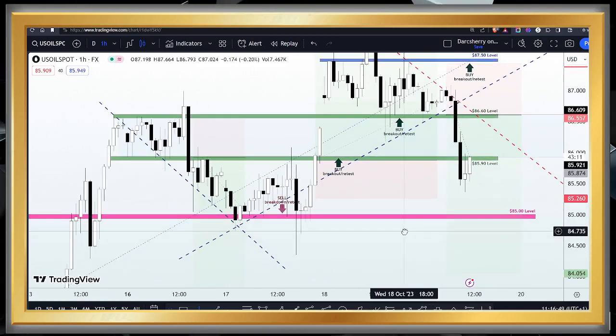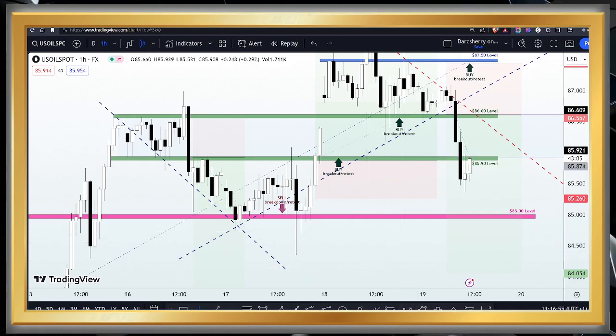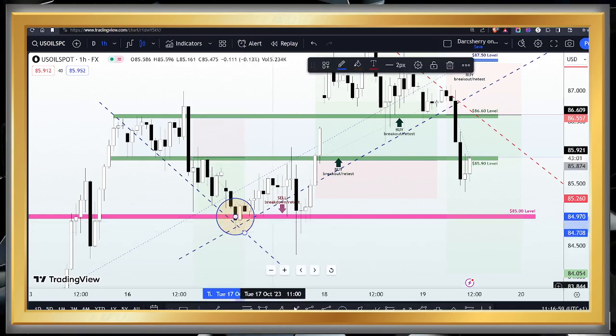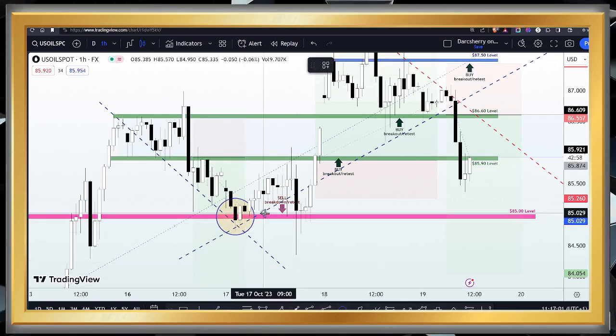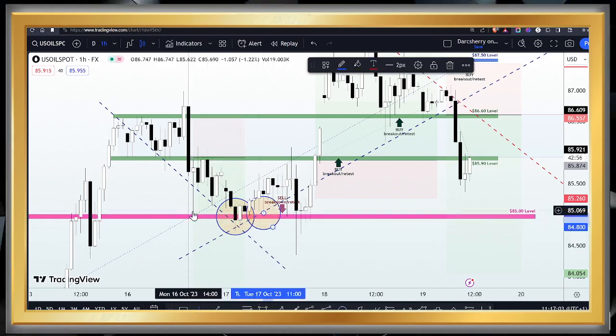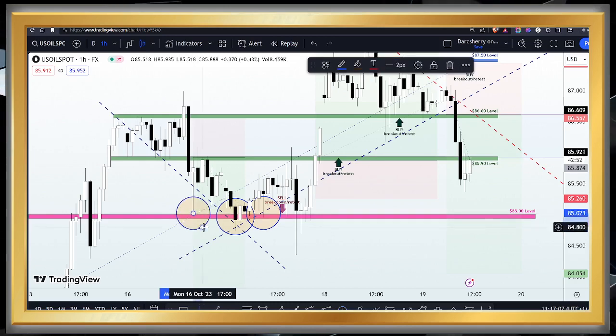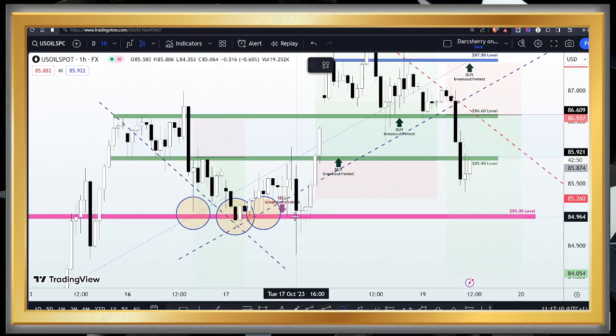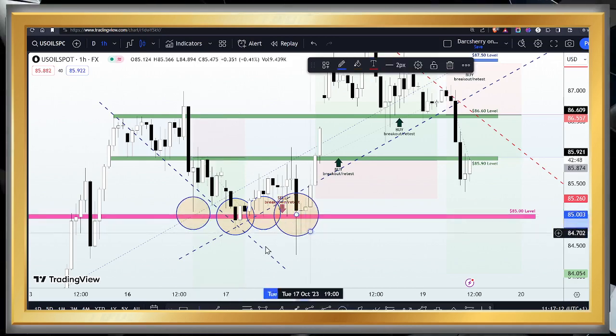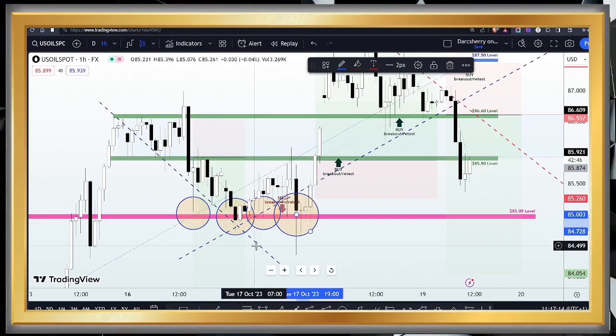And one of the major reasons why we needed to secure our positions, sell positions at that point in time, is simply because of the nature of price action around our key level at the $85 area. Now, one thing we observed since the beginning of the week was the fact that sellers were finding it difficult to break through that zone.